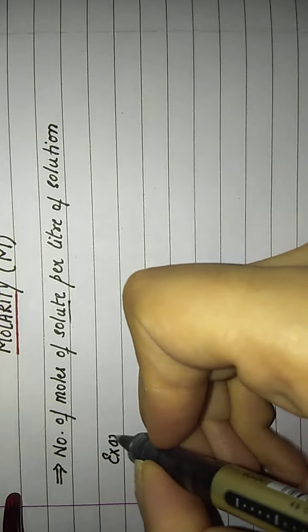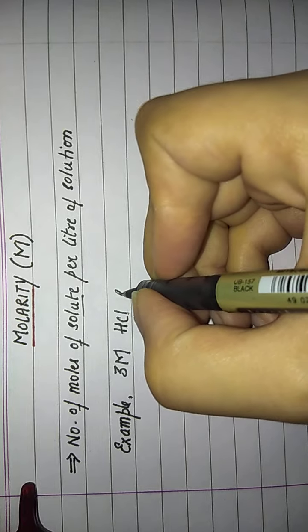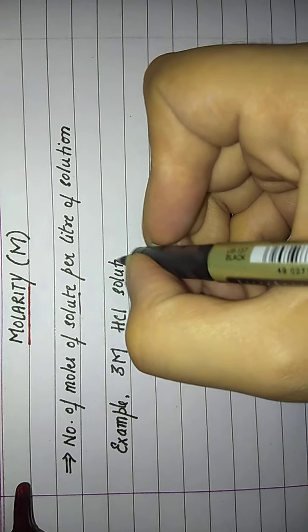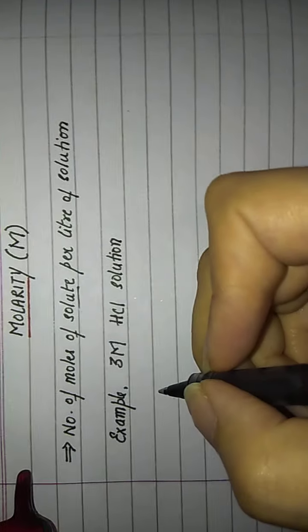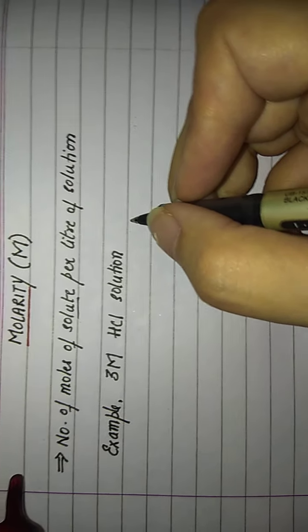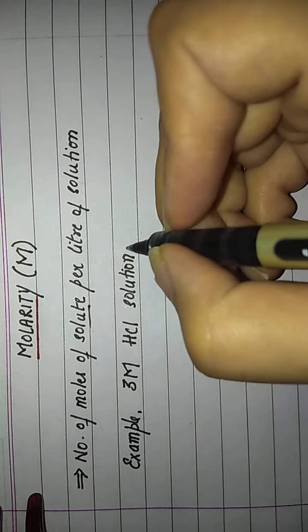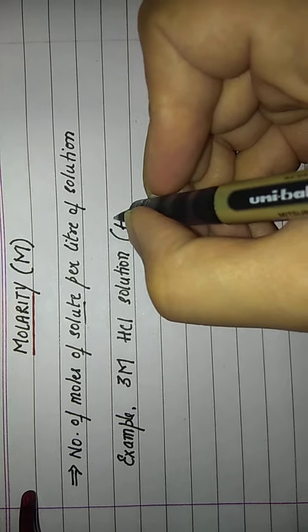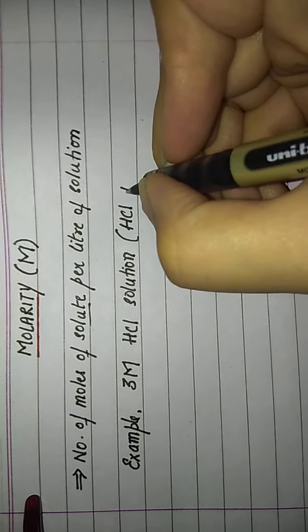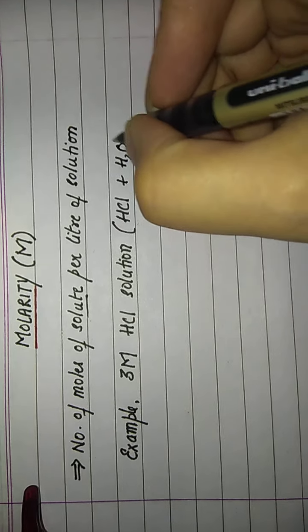Let us take an example here. If I write 3 before the capital letter M, that means 3 molar. 3 molar HCl solution. Okay, if I am having a 3 molar HCl solution and I am not specifying the solvent over here, it must be the solution of HCl in water.